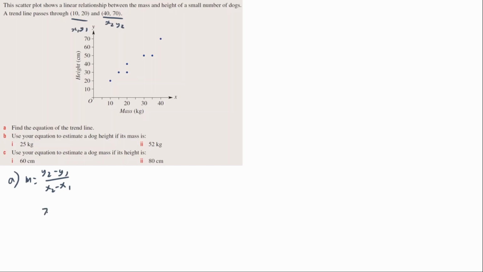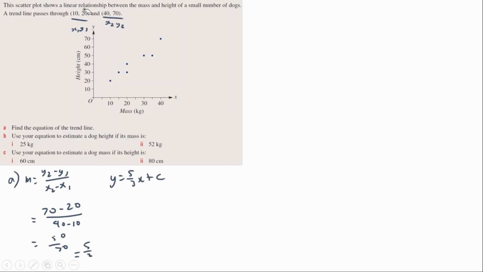So y2 is 70, y1 is 20, x2 is 40, x1 is 10. That gives me 50 over 30 or 5 over 3. So you can convert that into a decimal, or you can just keep it as a fraction. So far I've got y equals 5 over 3x plus c. Once I've got that, just pick any of these two coordinates again and substitute it back in.